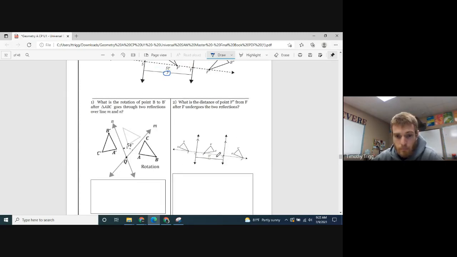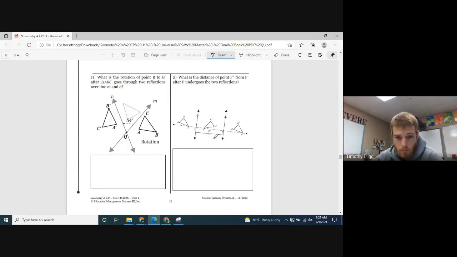In number 2, we're actually going to do that first. If we are reflecting across these two parallel lines, and the distance between those parallel lines is 8.4, then the distance between F and F prime prime would be double that. So that would be 16.8. The distance between F and F prime prime would be 16.8.